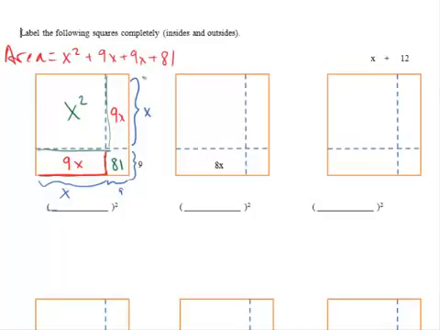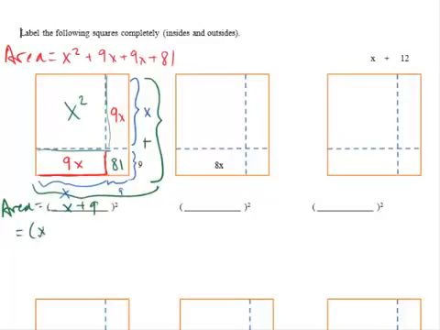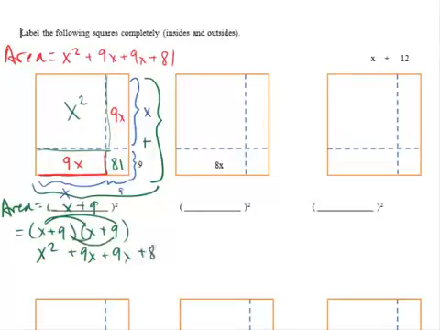Also, though, look at the length of this entire square, like the whole length. It has a length of x plus 9. So we could also say that the area of this square is x plus 9 times the other length, x plus 9, or x plus 9 squared. If we FOIL this out, x plus 9 times x plus 9, we will get x squared, 9x, 9x, and 81. We get the same thing, whether we're looking at the little pieces or the larger side. Typically, we write this as x squared plus 18x plus 81, just to simplify it a little bit.